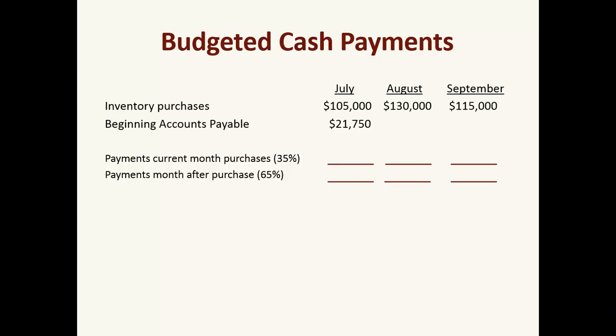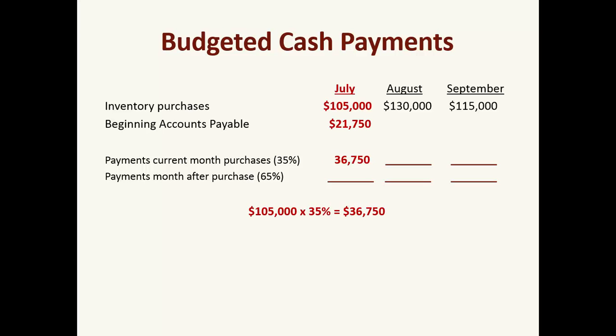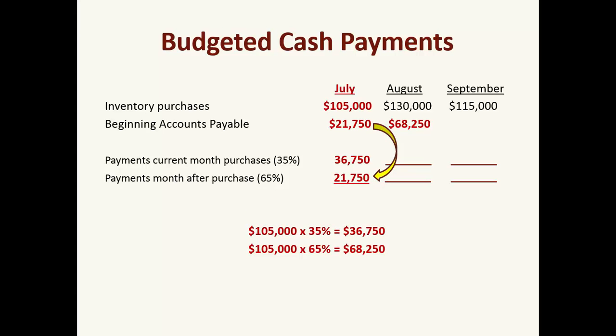So that means that $21,750 as of July 1 must be the 65% of the June purchases. So you see where the 35% of the 105 was the $36,750, and the 65% that's going to be the beginning accounts payable in August is transferred over to the next column. Payments of the month after the purchase, that's going to be that $21,750, so you can fairly accurately budget for your cash payments.